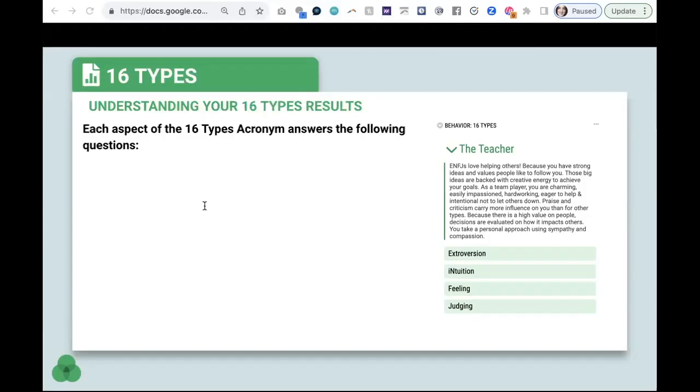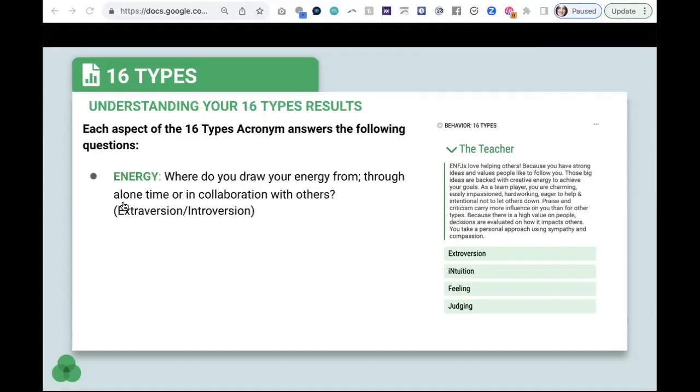So the purpose of the 16 types assessment, or really any personality assessment, truly is self-awareness, with the goal of identifying the behaviors that potentially hold you back from being your best on a day-to-day basis. Each of the 16 type acronyms answers the following questions, right? When we get down to it, it's answering a question.